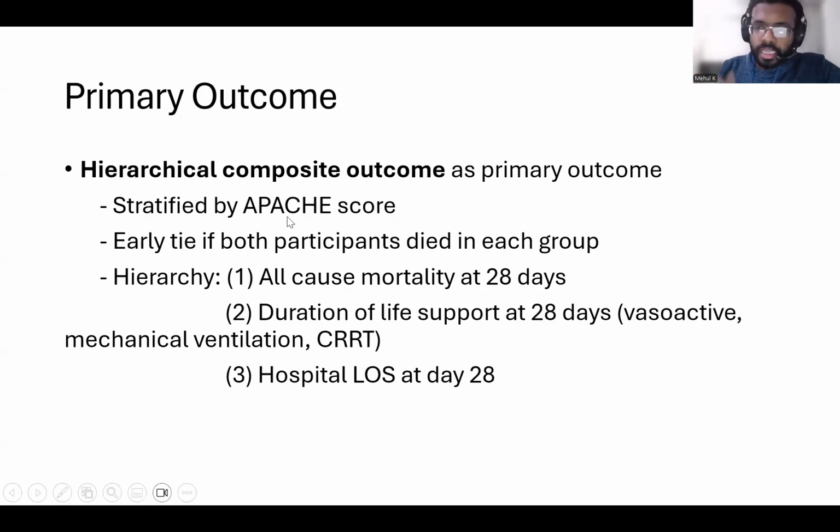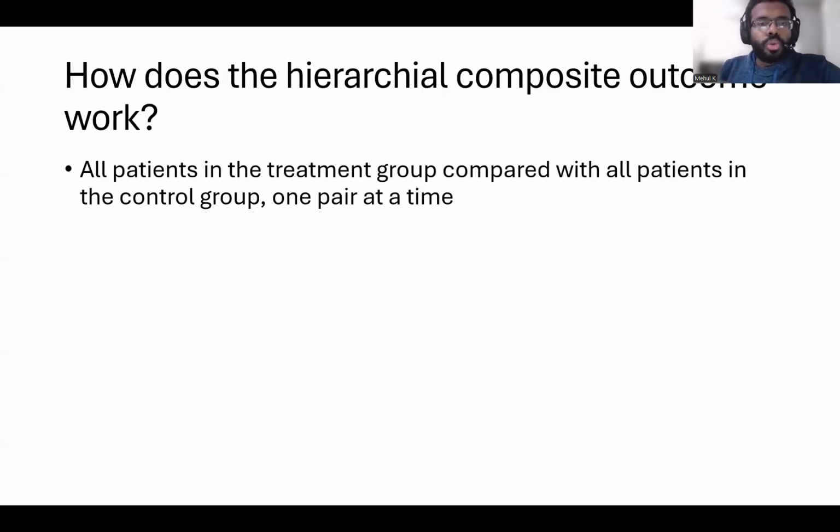So the hierarchy for this outcome was that the topmost was mortality at 28 days. Second was duration of life support at 28 days. And third was length of hospital stay at 28 days. They compare each of these in both the groups. They compare pairs across the groups to see whether one is better than the other for each of these three things, with the preference given to the first one, then the second one, then the third one. So that is how this works.